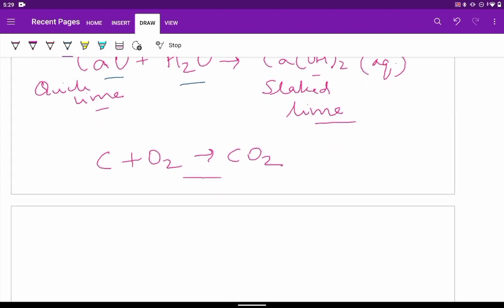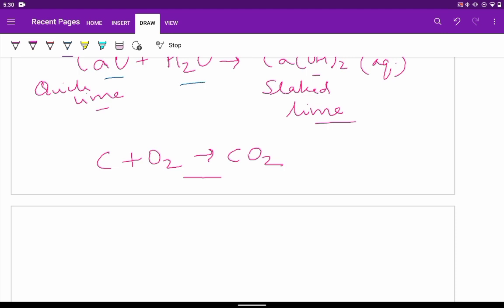Another, C plus O2 gives CO2. So carbon in the presence of oxygen gives CO2. We can take this example from the burning of coal. Coal consists of carbon. So during burning, it will add up to the oxygen of the atmosphere to form carbon dioxide. This is also a combination reaction.